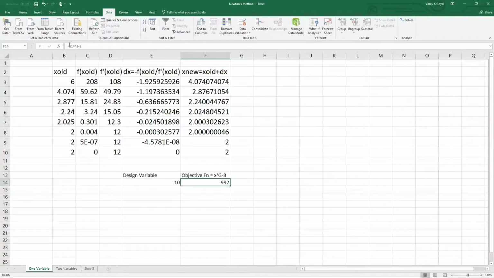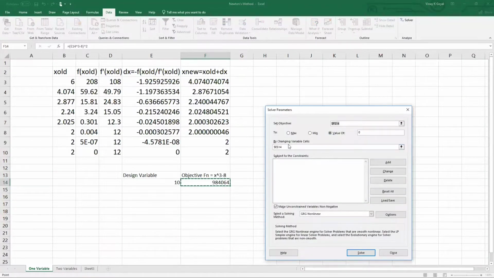What I can do is make this a square, okay? And this will always be a positive value in that manner. In that manner, this error is pretty large, and what I can do is minimize it now. So F14 can be minimized by changing the design variable here. And notice as this approaches a value of 2, 2 cubed minus 8 is 0. And so I have, in fact, minimized it.